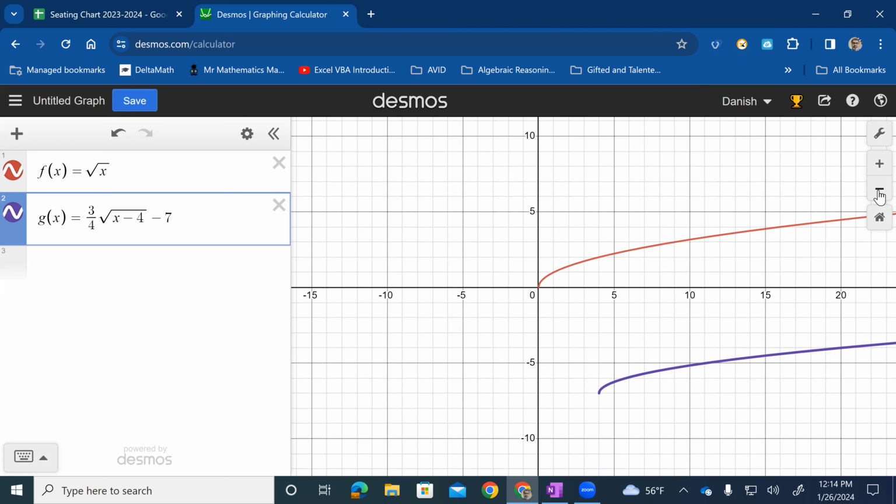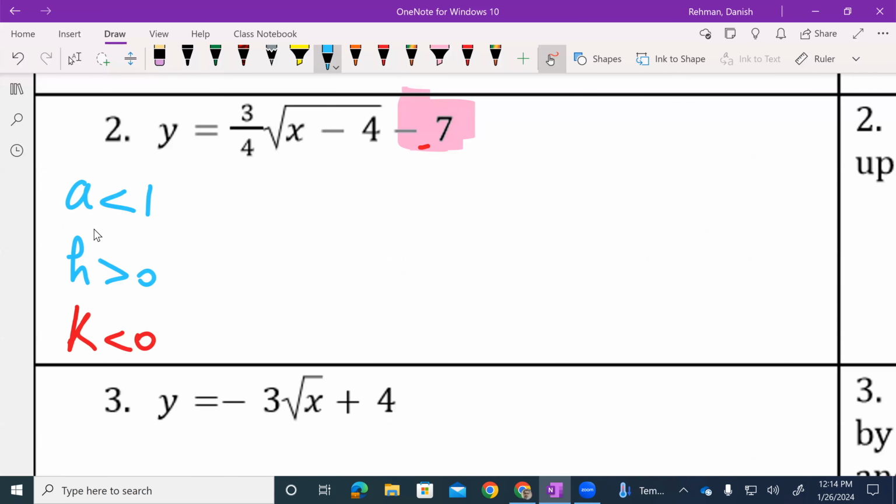It moved down because of that 7. How far did it go down? 7 units. How many units did it move, right? 4 units to the right. And did it get a stretch or a shrink? What do you think? It shrunk. By which factor? 3/4. It got shrunk by the factor of 3/4. That's exactly what you will be writing over there in your worksheet. Now follow the words, last thing, and we are done.